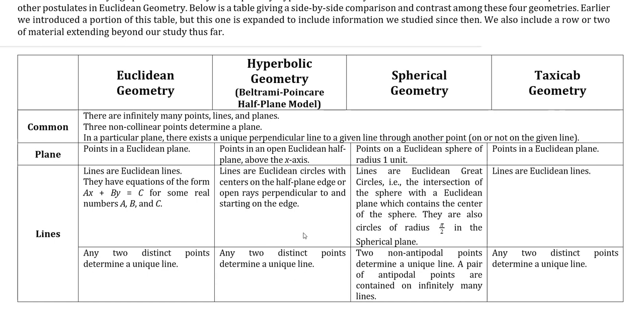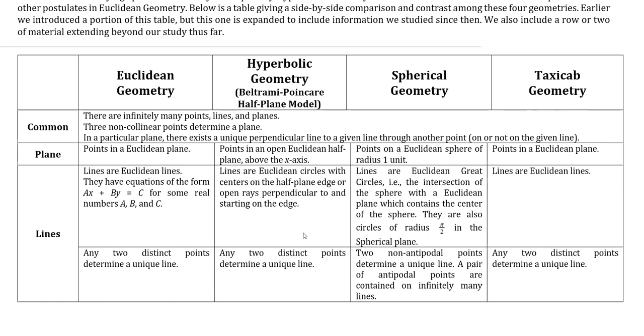In spherical geometry, a plane is the points on a Euclidean sphere of radius 1 unit. Now, we're mainly thinking of plane geometry when I'm comparing these four geometries, but technically speaking, they all should have multiple dimensions, at least three. In taxicab geometry, the points are just the same as the points in the Euclidean plane. Okay, so the plane's the same there.